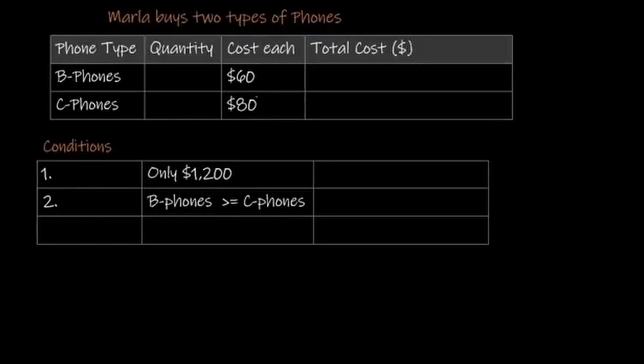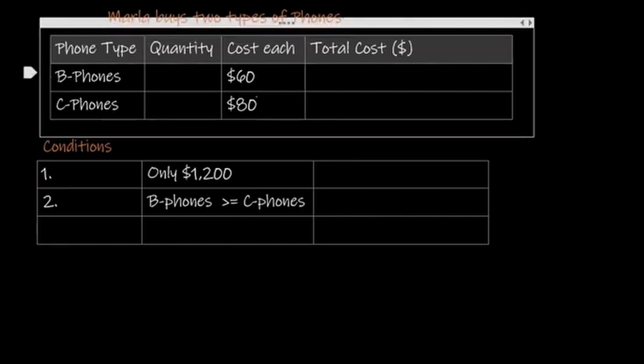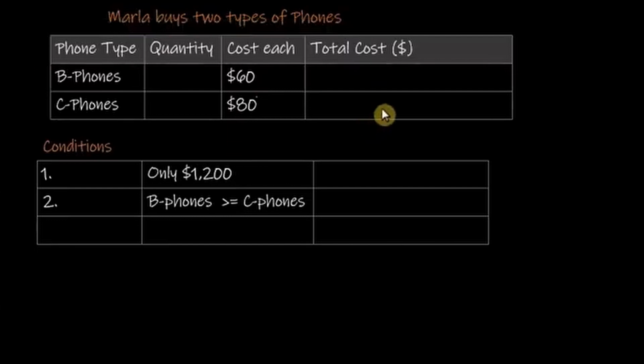Okay, so in section 2, question number 8, here we have a decision-making problem, and it reads as follows. Marla buys two types of phones. She buys B phones costing $60 each, and she buys C phones costing $80 each. Now, there are two conditions that she must observe. The first condition is that she only has $1,200 to spend on phones. And the second condition is that B phones should be greater than or equal to C phones.